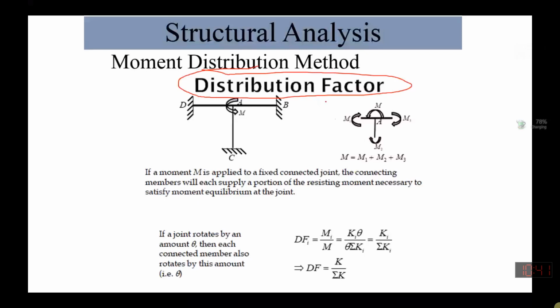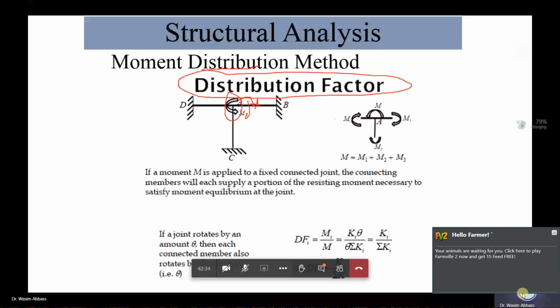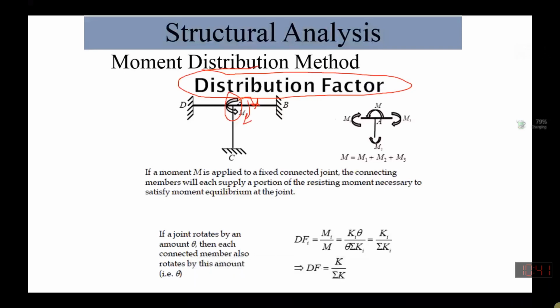So let's say we have a total moment M over here. How much will be going to this member? How much will be resisted by this member? So this is how we will find it out. It will be equal to the stiffness of the individual member divided by the joint stiffness. Remember this. Is it clear, class?